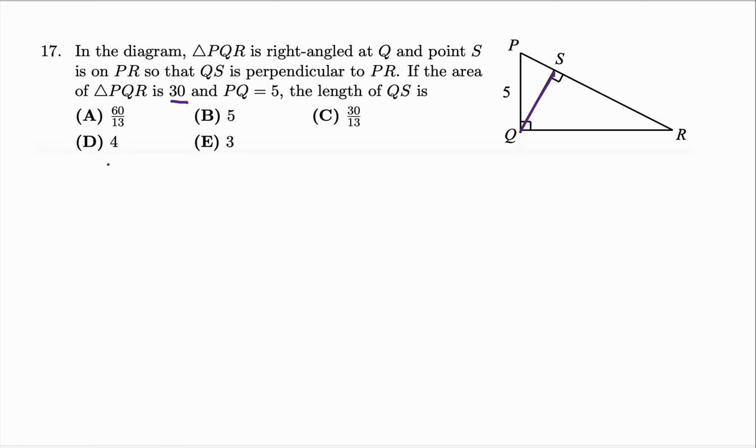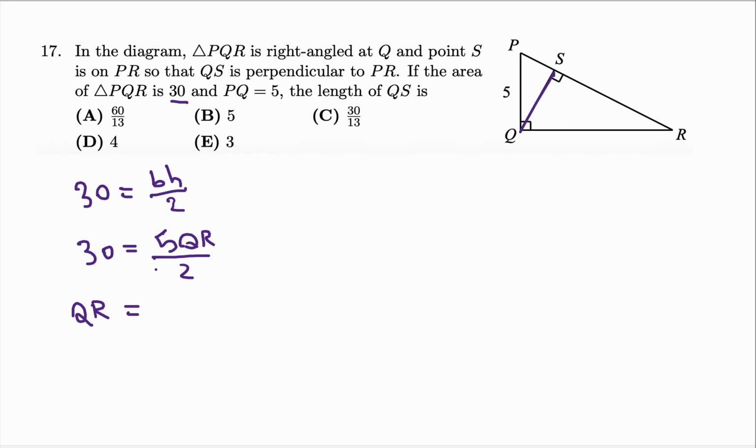So to find QR, the area is 30, yes? So area 30 equals base times height divided by 2. And the base in this case is going to be QR and height is 5. So 30 equals 5 times QR divided by 2. So what do we get for QR?